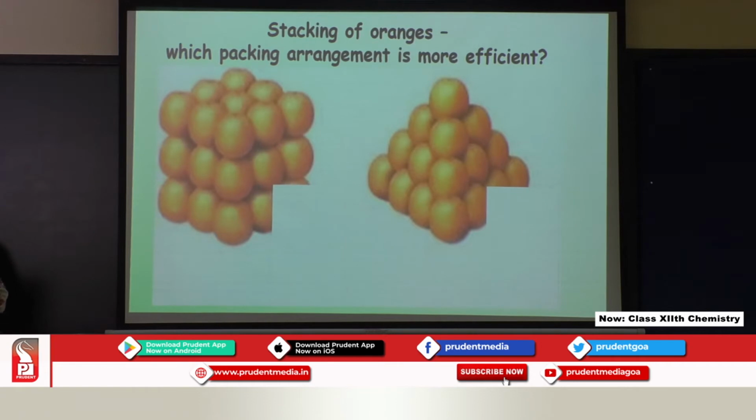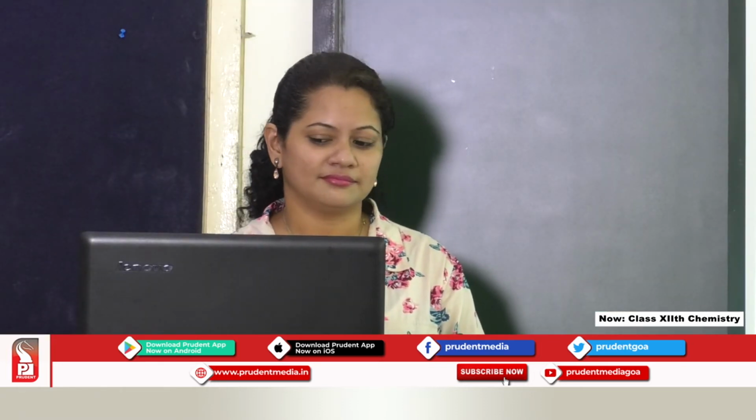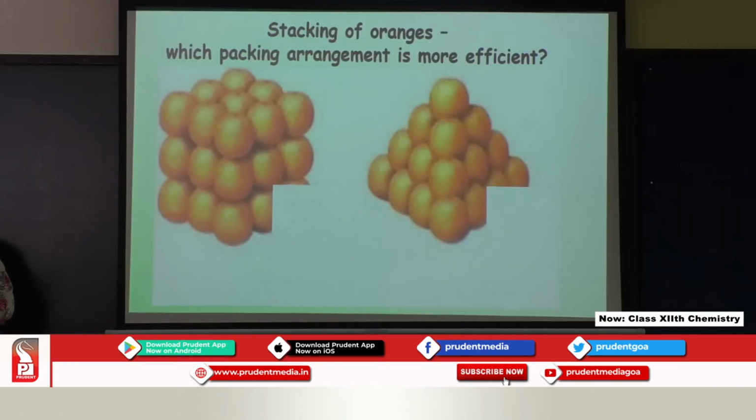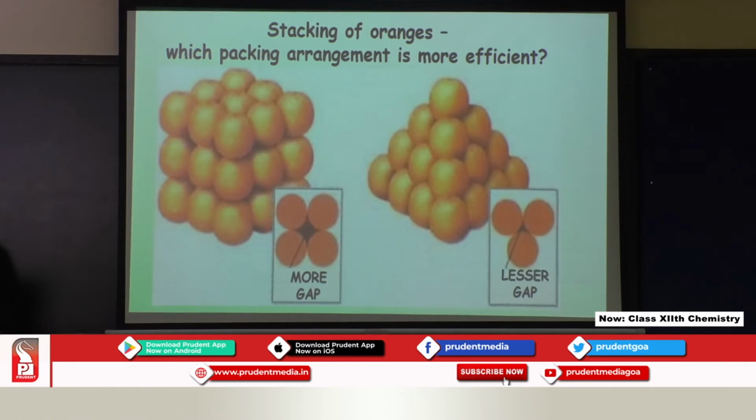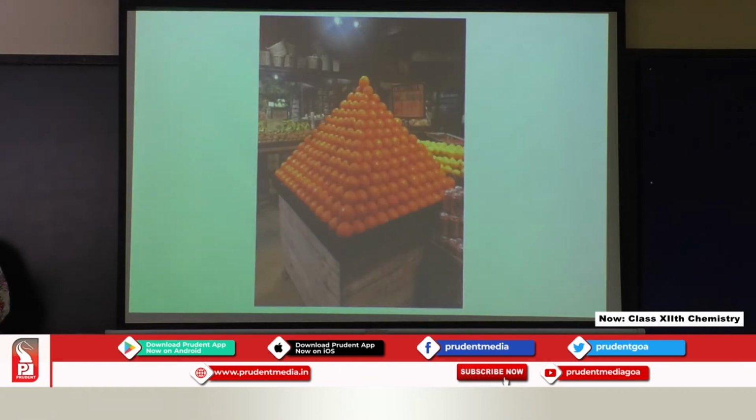We now come to the arrangement of constituent particles in a crystal lattice. Look at this picture carefully, which shows you stacking of oranges. I want you to compare these two pictures and tell me in which of these two arrangements is the empty space between the oranges minimum. If your answer is the one to the right, then yes, the answer is correct, because there is a lesser gap between the oranges in the pile which is shown towards your right. So, the arrangement looks something like this, where the available empty space between the oranges is minimum.